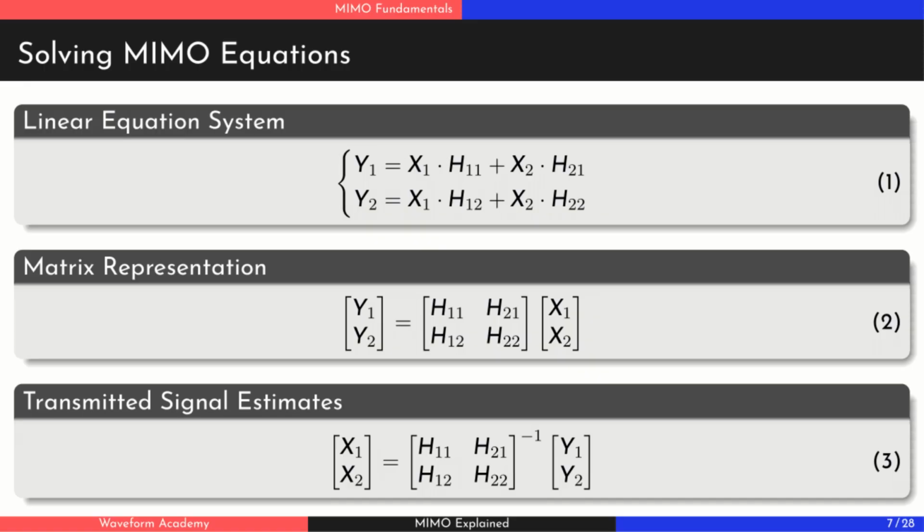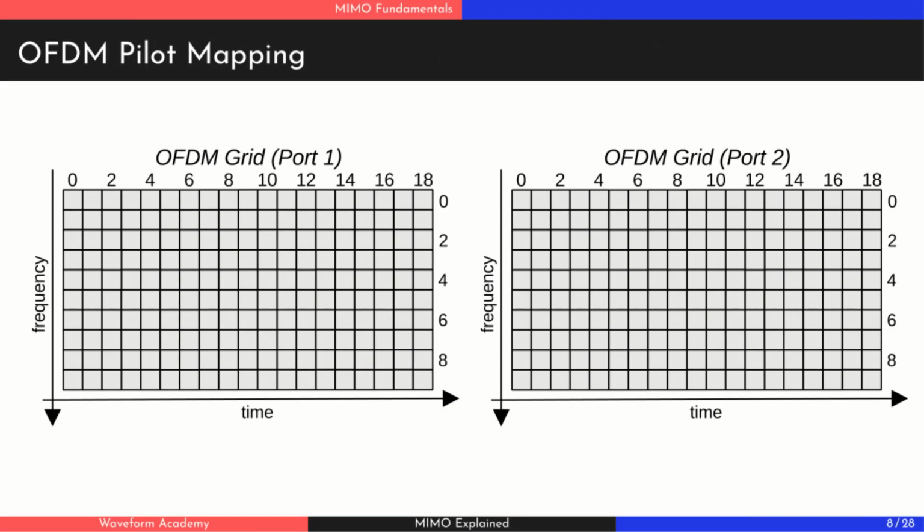To fully understand MIMO systems, there's one crucial question left. How do we estimate the channel responses? If you've seen our video on channel estimation, you'll recall that in OFDM systems, we use special known pilot signals embedded in the transmission to estimate the channel.